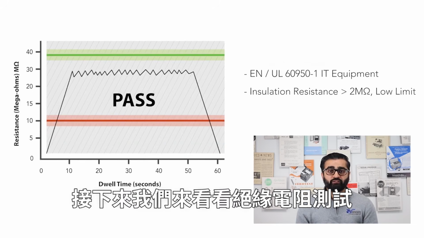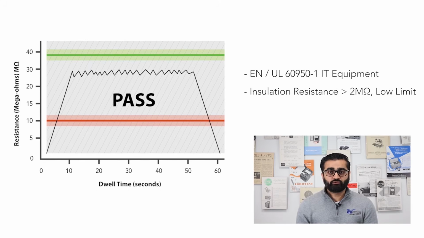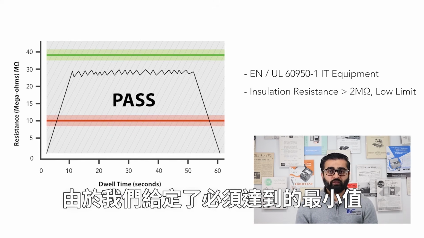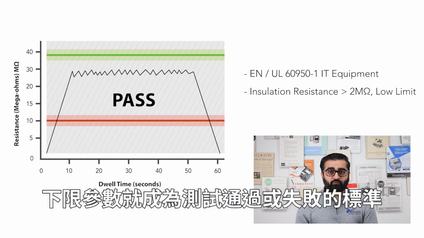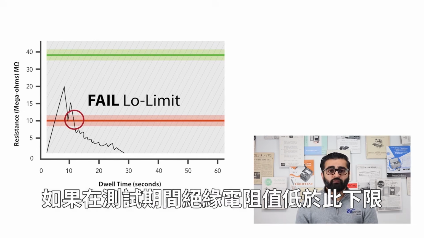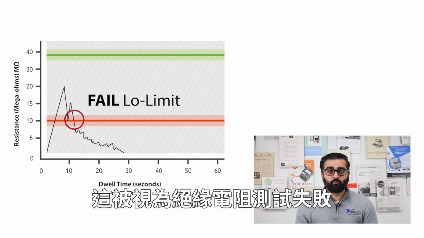Next, let's take a look at the insulation resistance test. UL 60950-1, the IT equipment standard, requires that the insulation resistance value be at a minimum 2 megaohms. Since we're given a minimum value to meet, the low limit parameter becomes the gauge for passing or failing a test. The IR value must exceed a minimum value in order to be considered a pass. If an IR value falls below this low limit during the test, the test equipment will display a low limit failure, and this is considered to have failed the insulation resistance test.